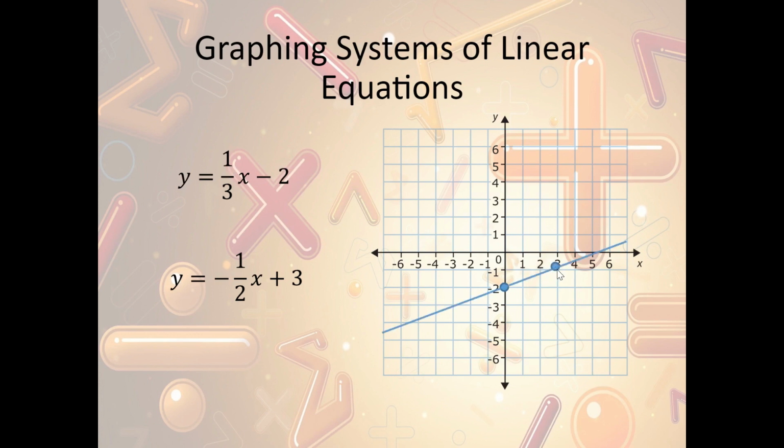So just like we did earlier, that's the same thing we're going to do now. Now, we're just going to plot the second line on the same graph. So my y-intercept for this one is 3. So I'm going to go up 3 and plot my point. And my slope is -1/2. So I'm going to go down 1 to the right 2, connect the dots. And notice now I have a point where they intersect, which is right there. That is considered the solution to the system of equations.